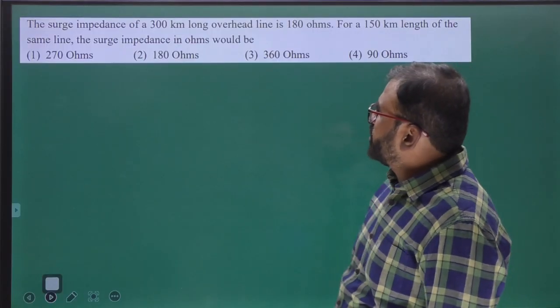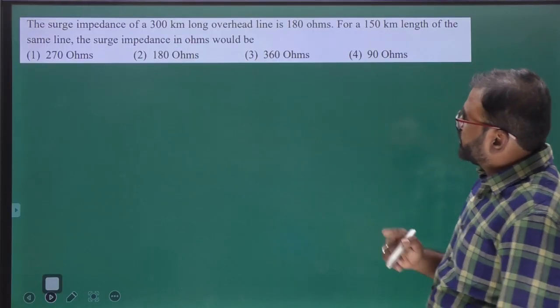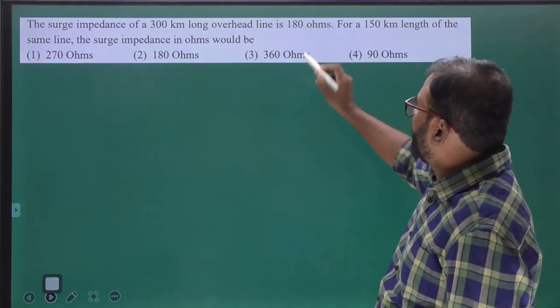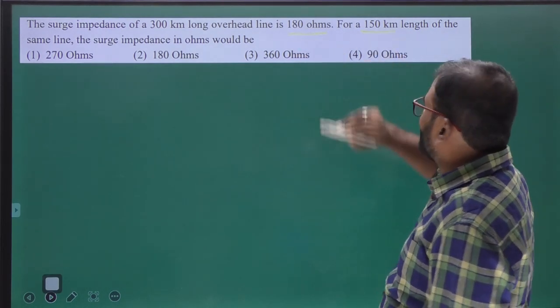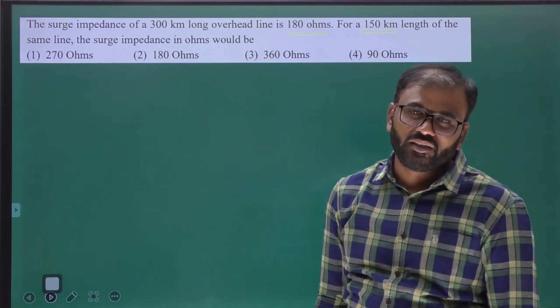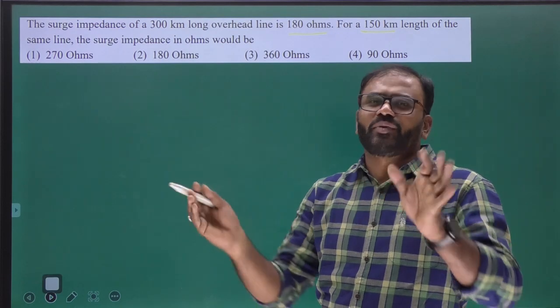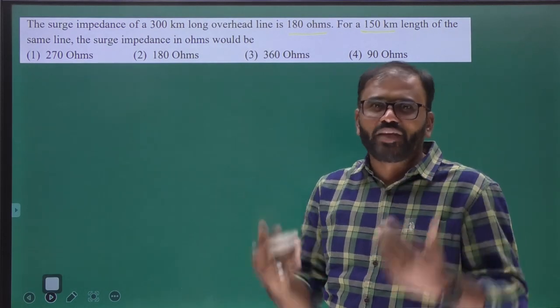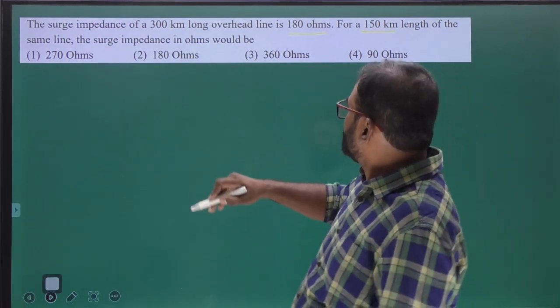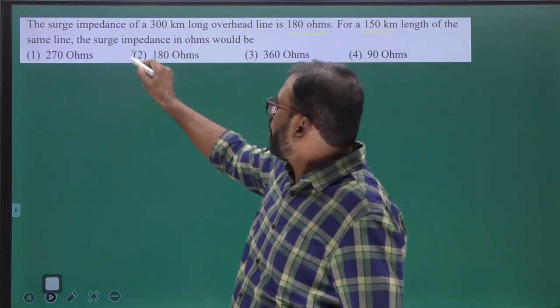See, in this question, the surge impedance of a 300 km long overhead line is given as 180 ohms. For a 150 km length, what is the surge impedance, it is asking. We know that the surge impedance is independent of the length of the line. Whatever may be the length of the line, the surge impedance will remain the same. So that's why the answer for this question is the same 180 ohms.